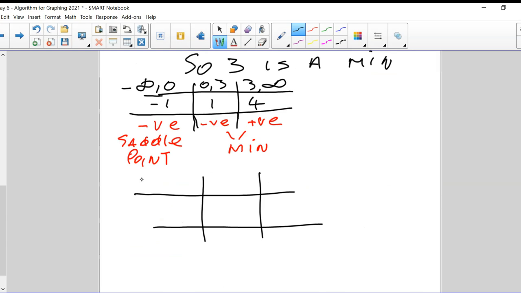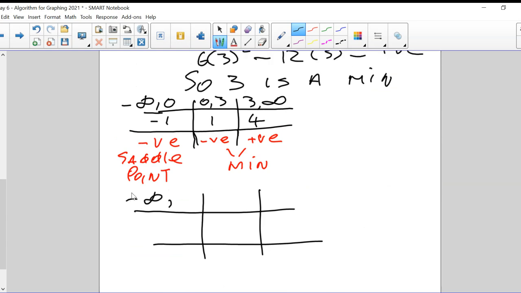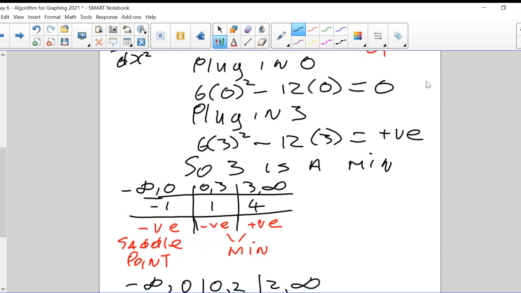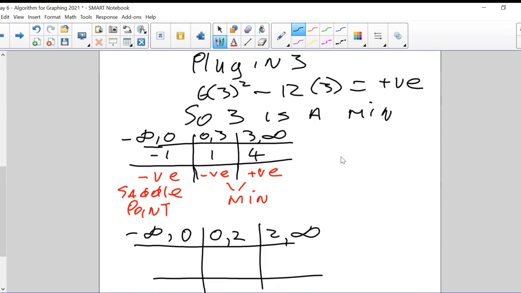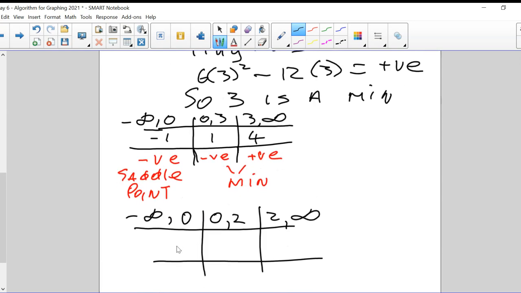Using minus infinity to, sorry, was it 0 and 2? Yeah, 0. And then 0 to 2. And then 2 to infinity. I think that's what it was. Let me just double check that. Okay, so yeah, 0 and 2. So minus infinity to 0, 0 to 2, and 2 to infinity.